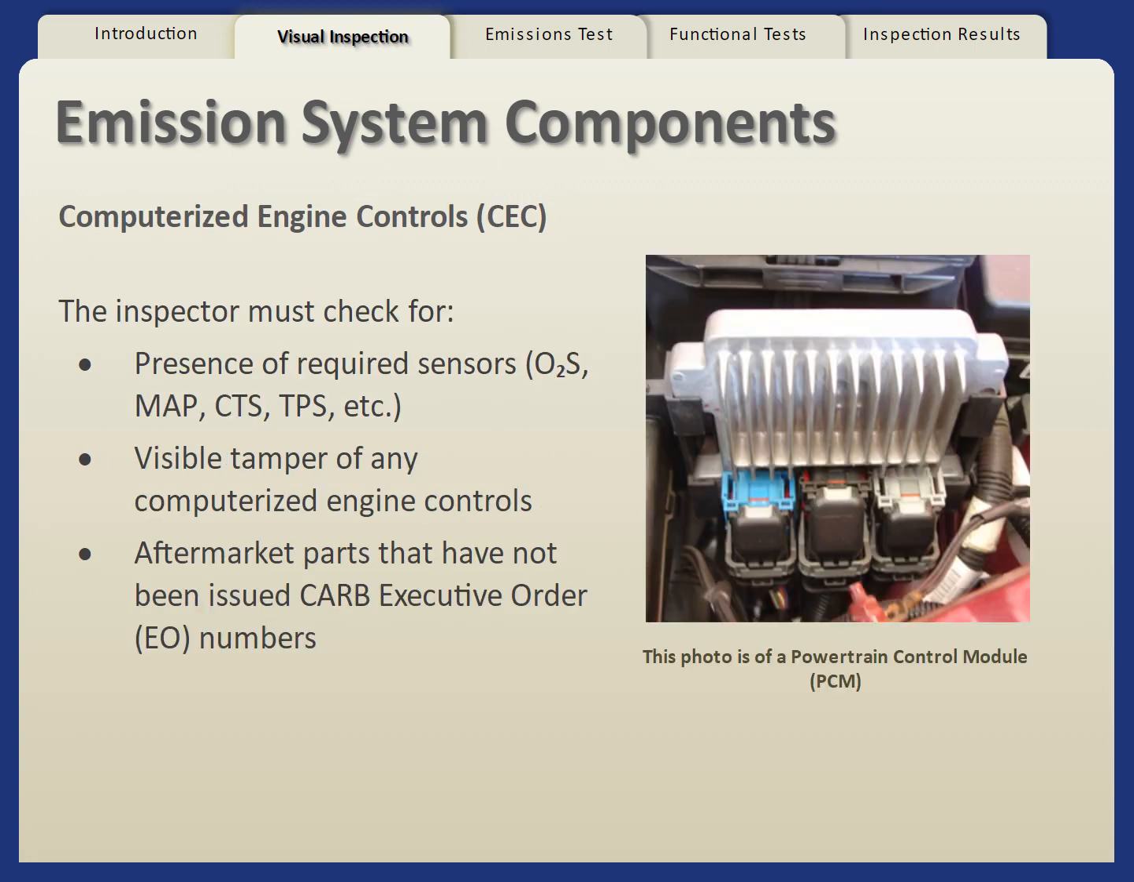The inspector should be sure to check for the presence of required sensors such as, but not limited to, the oxygen sensor, manifold air pressure sensor, coolant temperature sensor, and throttle position sensor. The inspector should also check for any tampering of computerized engine controls.